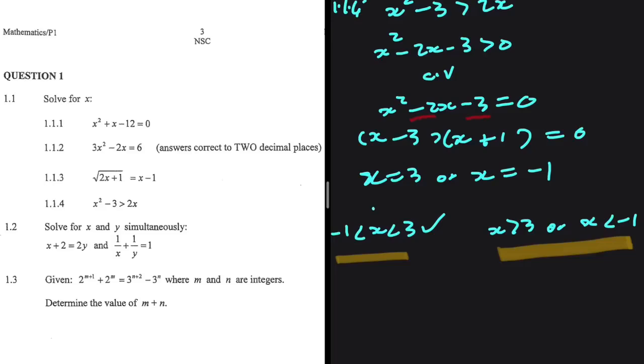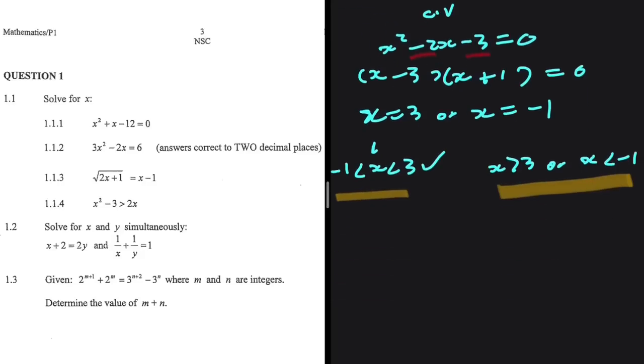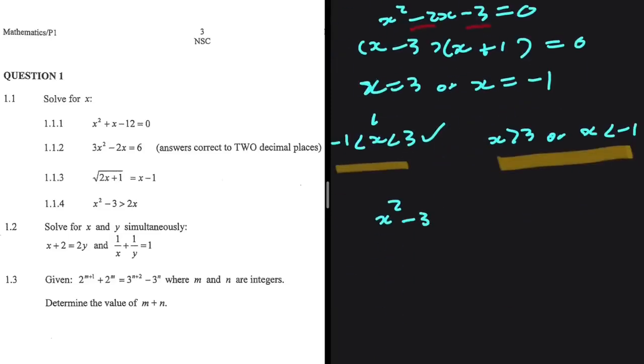So let's take 1 as it is between -1 and 3. We are substituting it into the equation we started with, the inequality I meant. So we're going to have x squared minus 3 being greater than 2x. If we substitute 1, we're going to have 1 squared minus 3 being greater than 2 multiplied by 1.